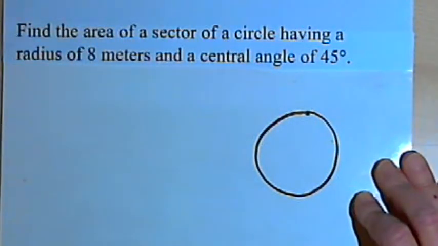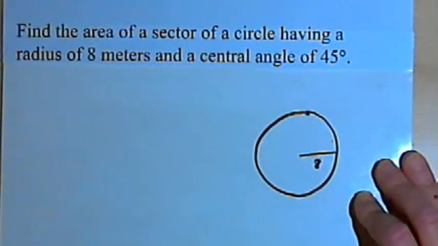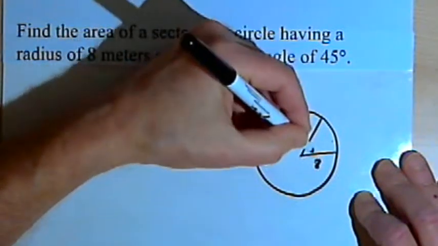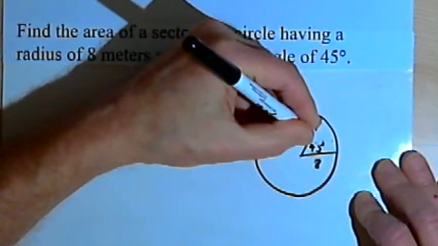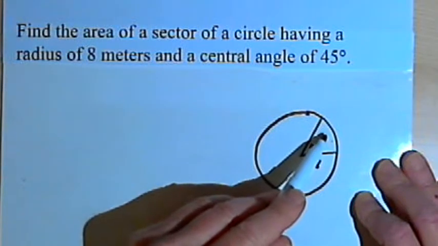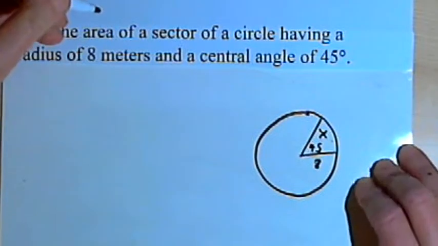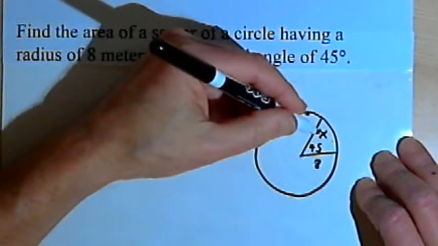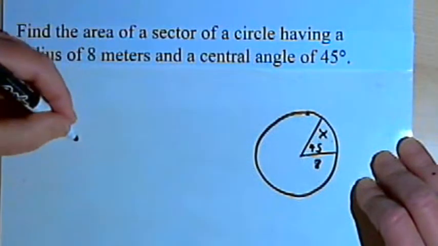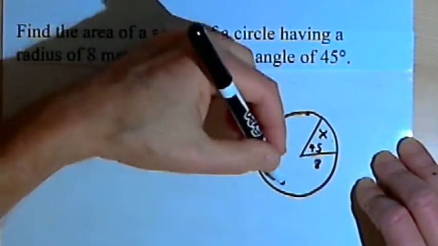So here's a circle, and the circle has a radius of 8 meters. We'll call that radius 8 meters, and a central angle that's 45 degrees. Okay, what we're looking for is the area of this sector, this wedge in the circle. So I'm going to call that area x. And I'll solve this by starting out with a fraction. The first fraction is going to have x, the area of the sector, as the numerator. And for the denominator, I'm going to put in the area of the entire circle.